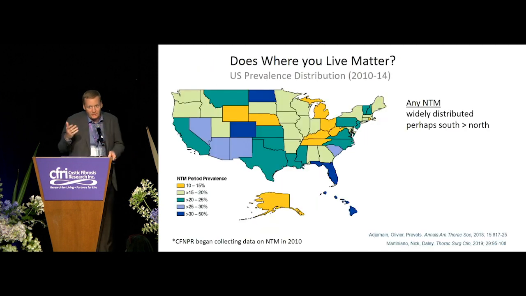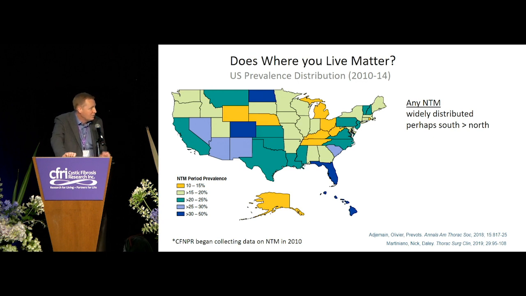A common question that we're then faced with is this: "So Doc, does it matter where I live in regards to potential risk of getting one of these NTM infections?" A study was published in 2018 looking at the U.S. again. Here, the colors in blue and green, the darker colors, are states that have higher prevalence of this. These are CF data, by the way.